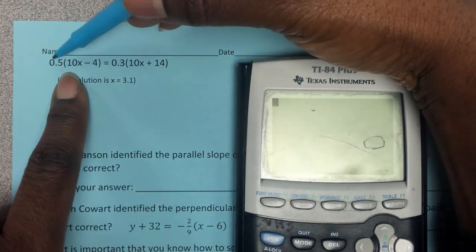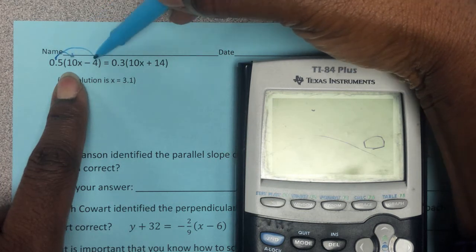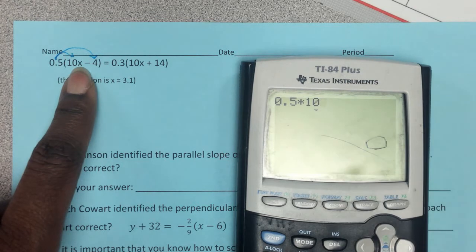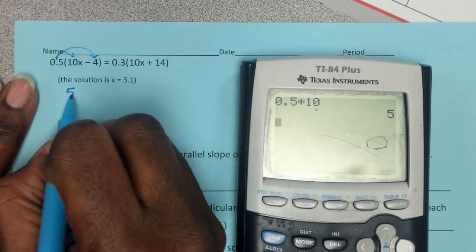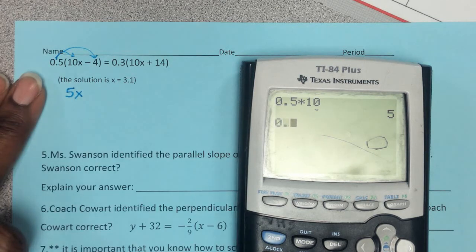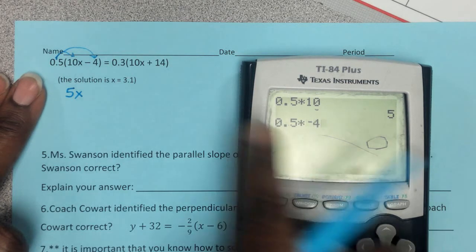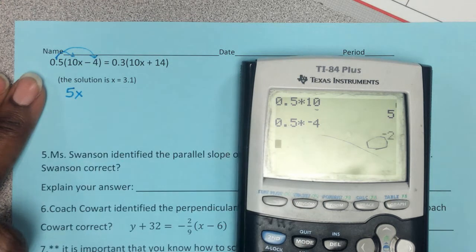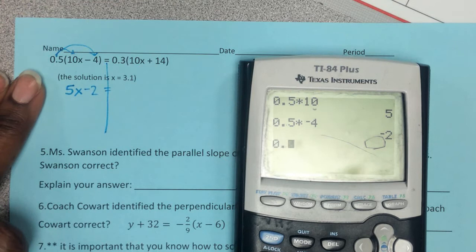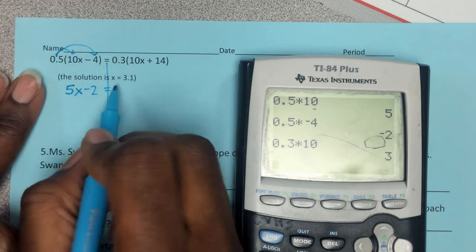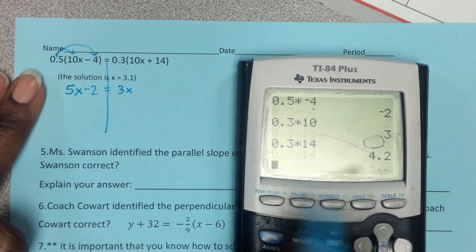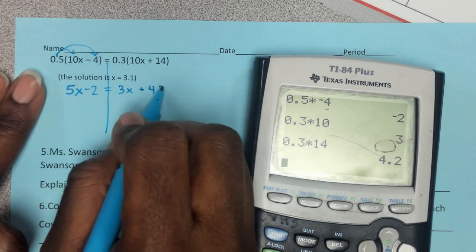Just take your decimal in the front and multiply it times both numbers on the inside. That's 0.5 times 10. Do not put the x when you're multiplying that. That gives me 5. You have to remember to keep the x. Then 0.5 times a negative 4, because remember the subtract means it's negative. That's a negative 2, equals 0.3 times 10, which is 3. Don't forget the x. 0.3 times 14 is a positive 4.2.